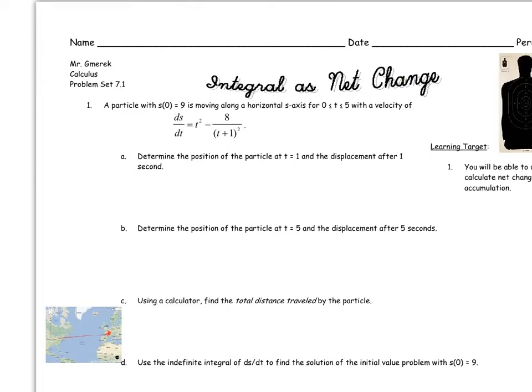But in any case, number 1, a particle with s of 0 equals 9, so it's giving us an initial position right here, is moving along a horizontal s-axis for 5 seconds from t equals 0 to 5 with this velocity. Determine the position of the particle at t equals 1 and the displacement after 1 second. So remember, position is displacement plus initial position, and displacement is just the integral of velocity.